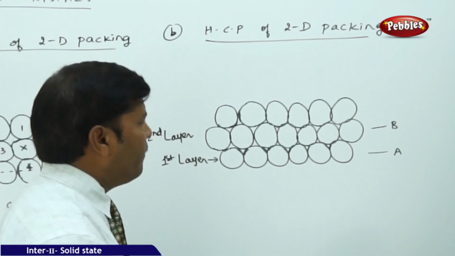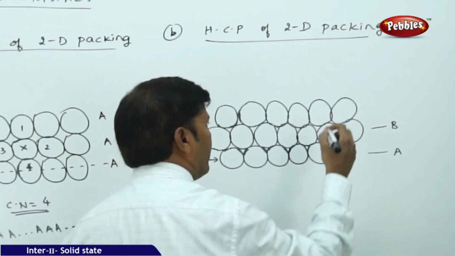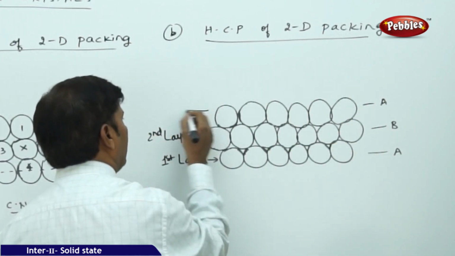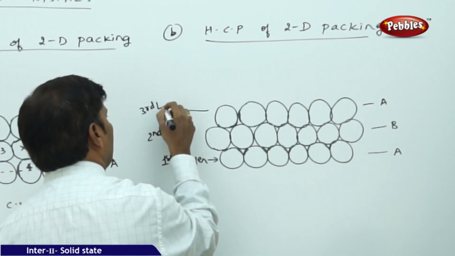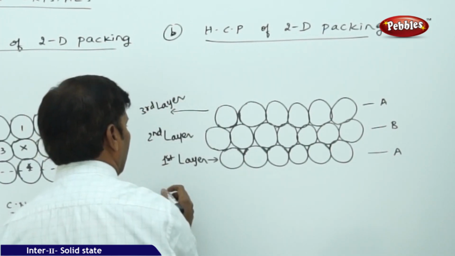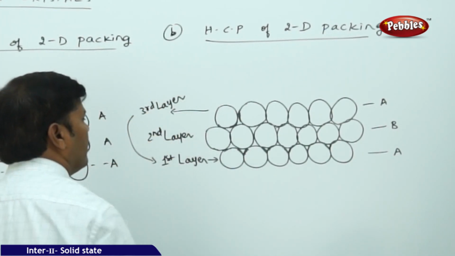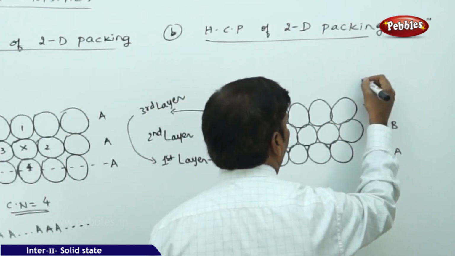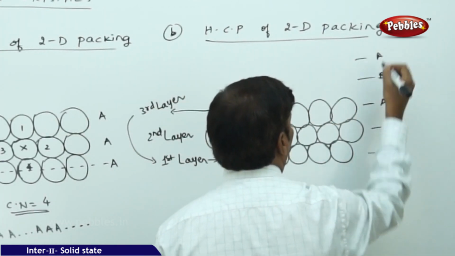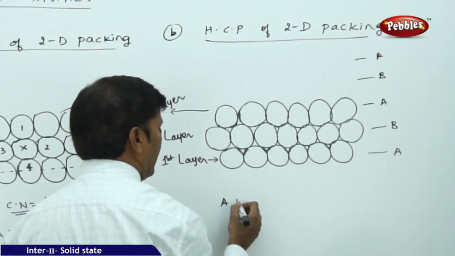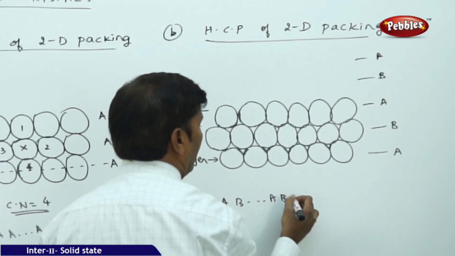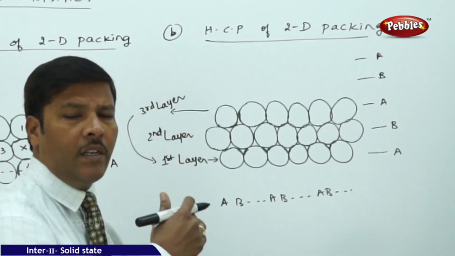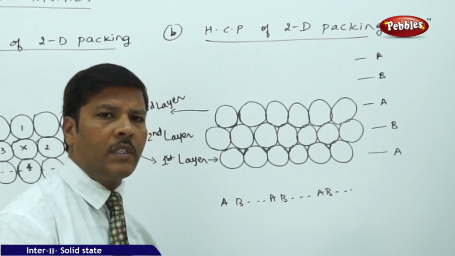So from this, it is very clear that this is a sort of repetition. The third layer is resembling the first layer. This is again the third layer. So the third layer repeats the first layer, and again you find that a kind of repetition takes place. This is B and this is A. So here it is very clear that an AB AB type of arrangement takes place, because the second layer spheres are different from the first layer spheres.